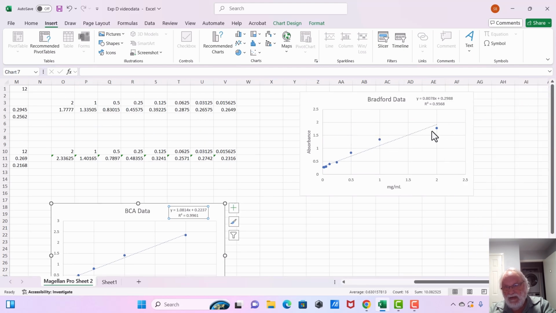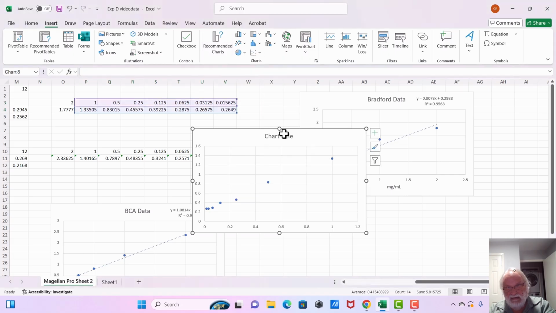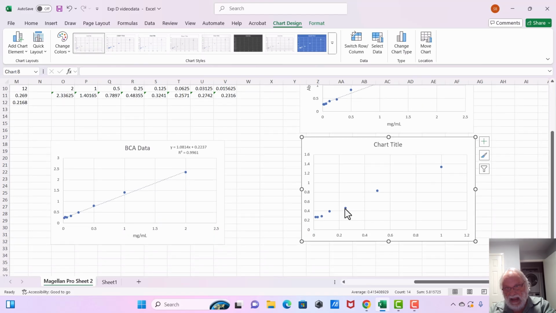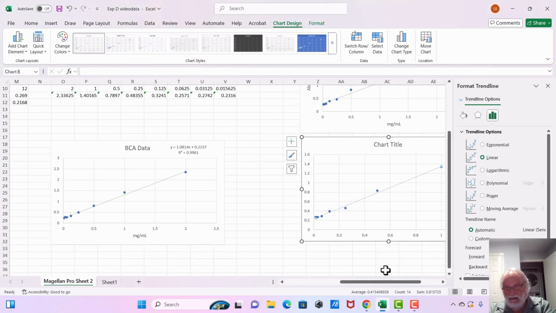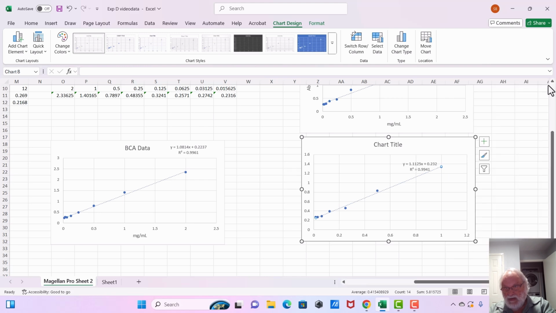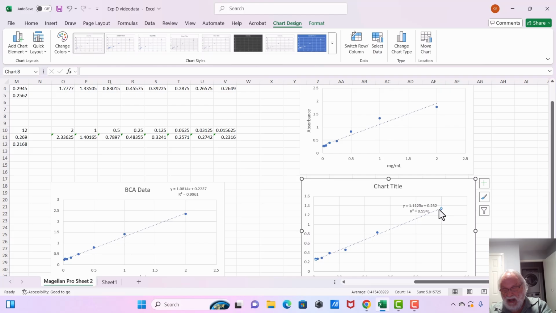this Bradford data one, this point looks like it's off. So let's go ahead and generate another graph, eliminating that highest data point. So we highlight everything else, go insert charts here, put that here, and we go ahead and add a trend line here. And that trend line is 0.9941, and that's actually a much better one.